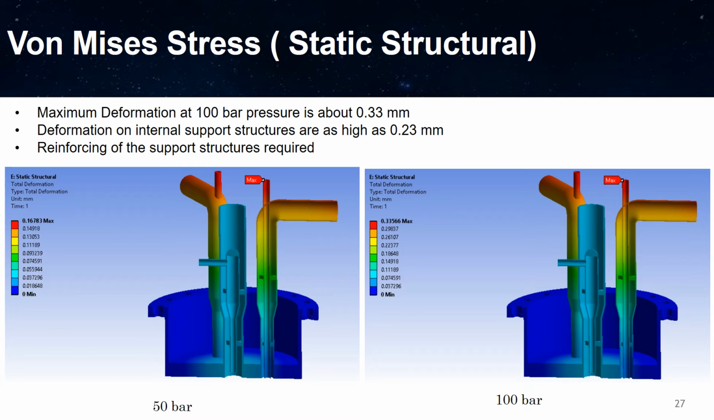So we looked into the 100 bar and 50 bar condition, and we can see quite a bit of deformation going on in those internal structures at the 100 bar condition. It's around 0.23 millimeter. When taking into consideration these internal structures' dimensions, it is actually a little bit worrying that that much deformation is going on there, especially on the smaller oxidizer inlets. On those, the deformation is higher.